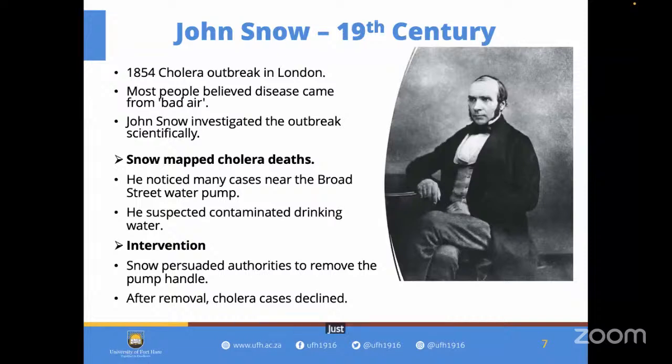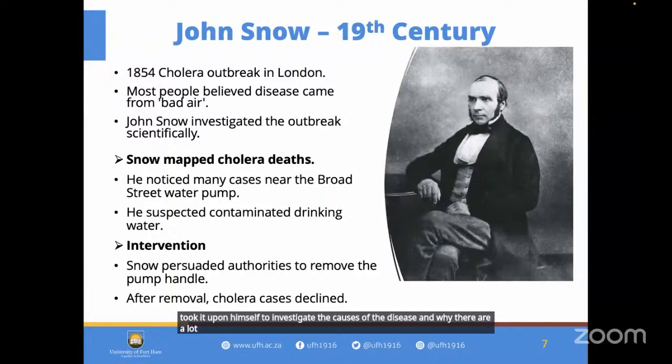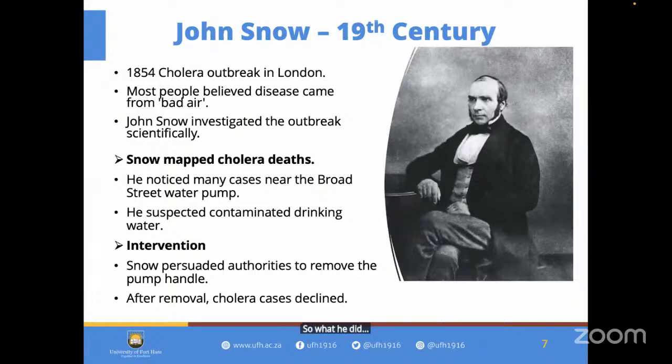John Snow, being a scientific man, took it upon himself to investigate the causes of the disease and why there were a lot of deaths at that period in time. So what he did, he mapped out the cholera deaths, and what did he do in achieving this?